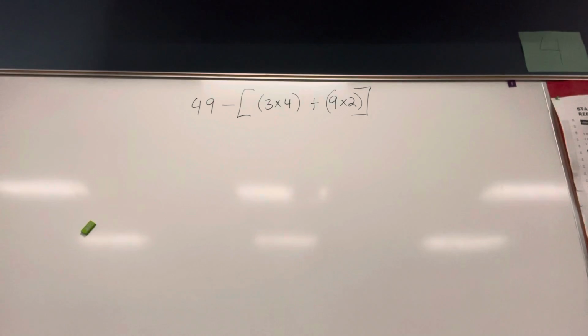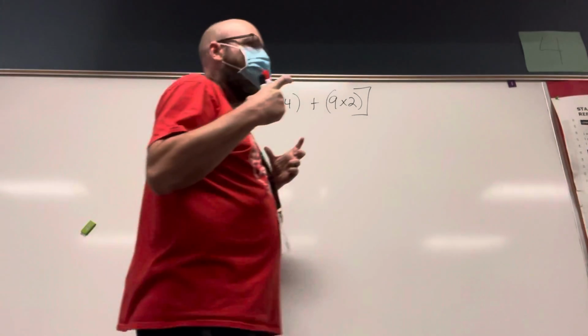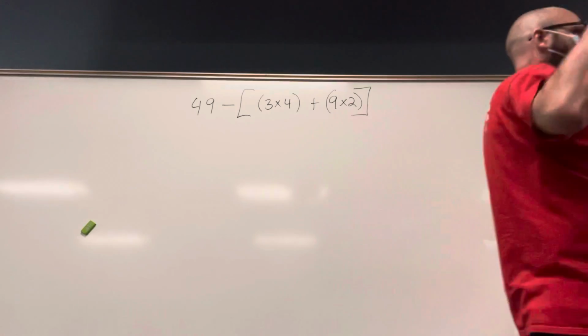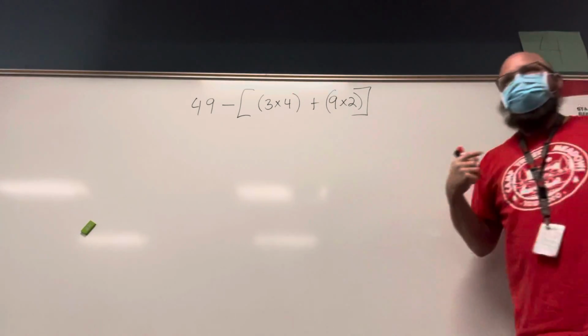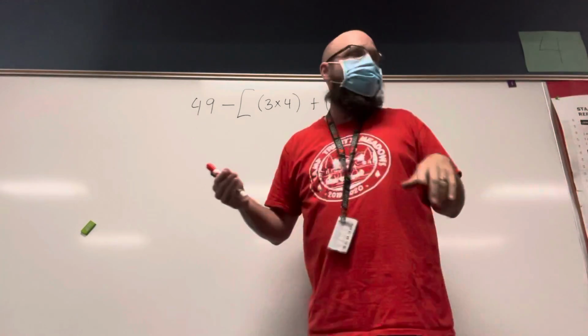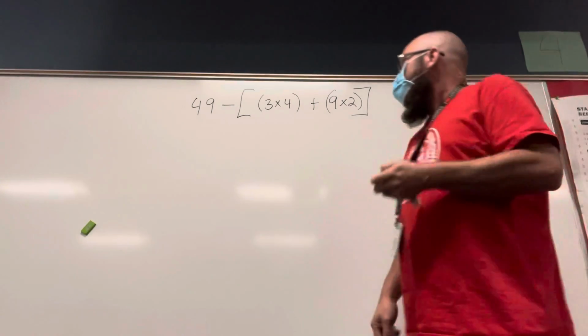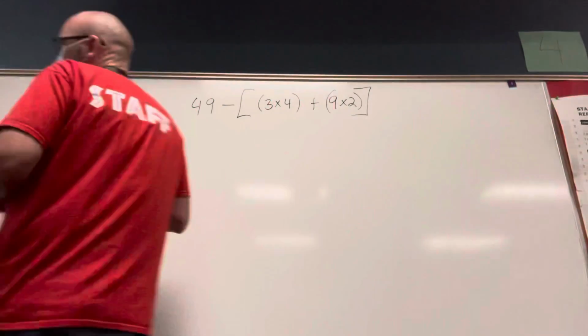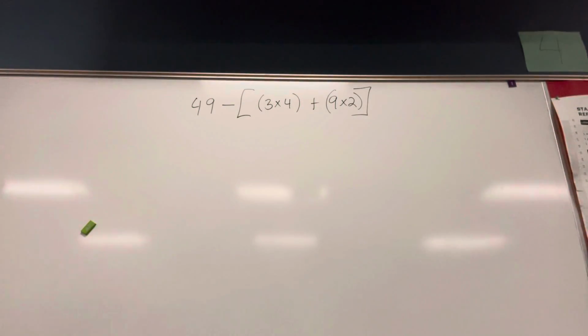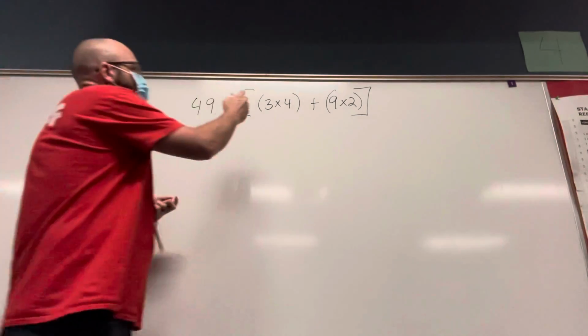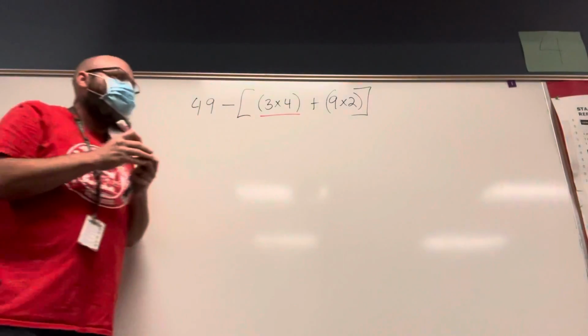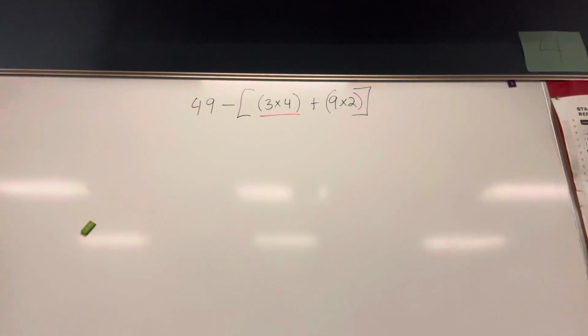Our first step is our grouping symbols. We do have grouping symbols. We start with the brackets because they supersede any other grouping symbols. I don't know, there may be something besides brackets and parentheses, but I don't know them. So we have 3 operations inside our brackets. Let's start. Alex, we start with the first one to the left. What is 3 times 4, Alex?